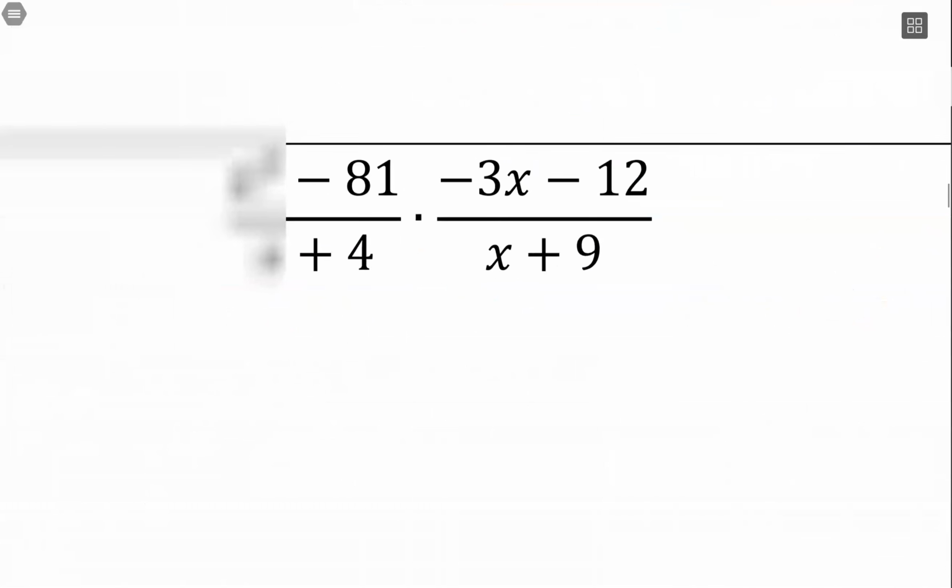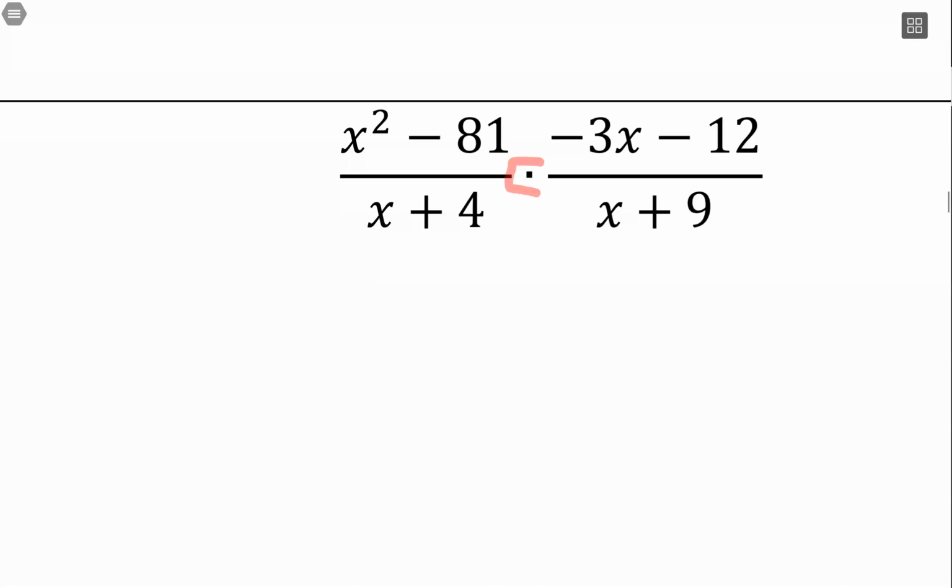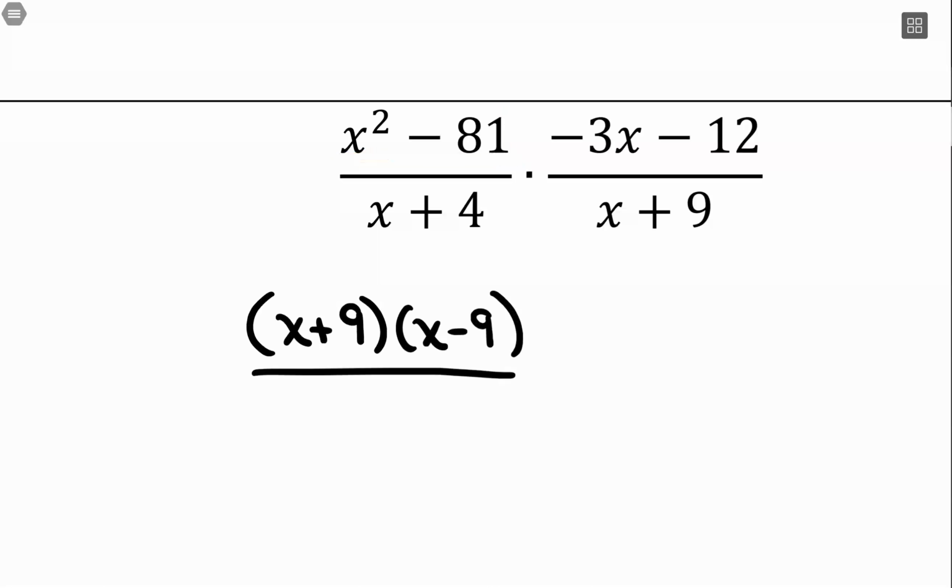All right, our next one here. So we have multiplication. So I'm going to leave it in this form here, but I am going to go looking for things I can factor. So x squared minus 81 is our difference of squares. So that can be written as x plus 9 times x minus 9. And then over in the denominator of x plus 4, which I'm going to go ahead and put in parentheses, times. Now you see I have a common factor of 3 in the numerator there.